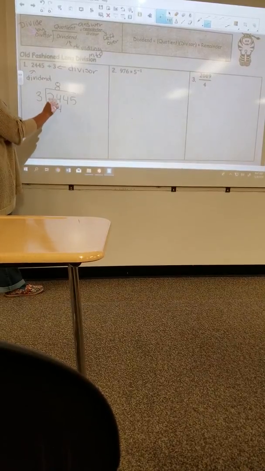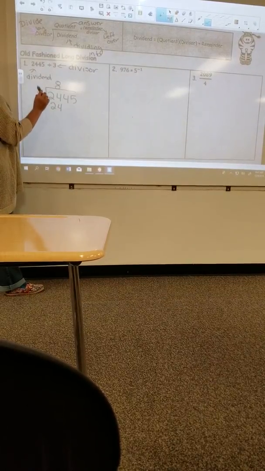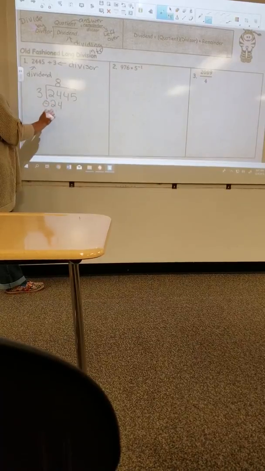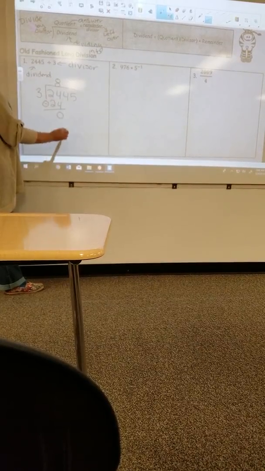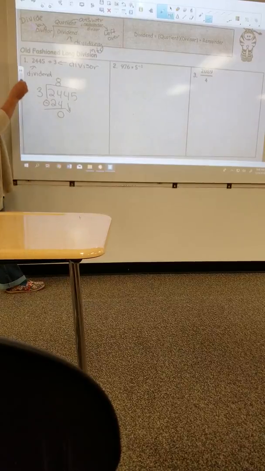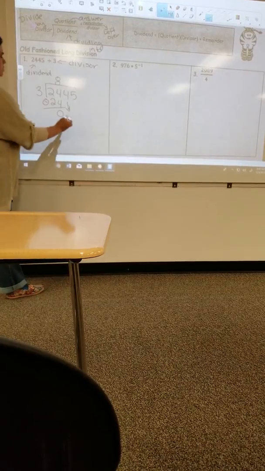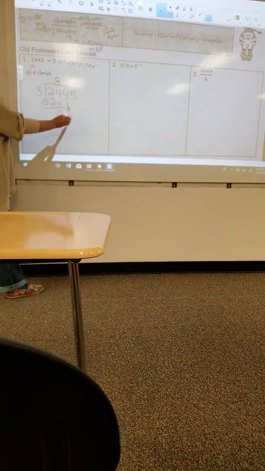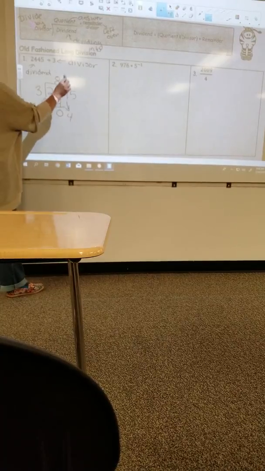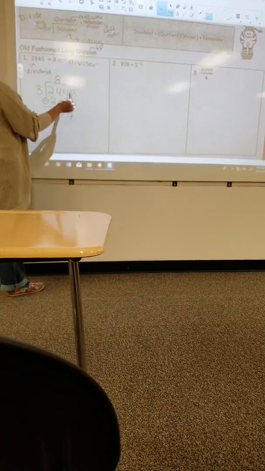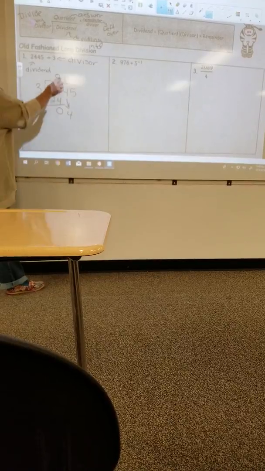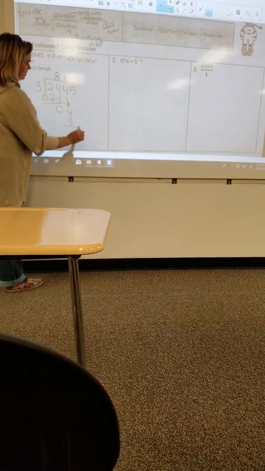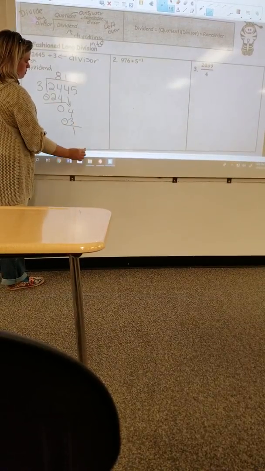And do you remember what you did with these two? So we're going to subtract. So that's 0. And then you brought down the next number in line, which is 4. And how many times does 3 go into 4? Once. So 1 times 3 is 3, which when you subtract gives you 1.